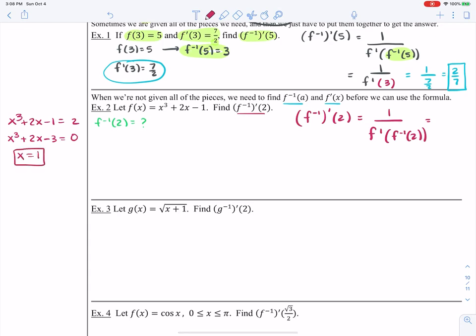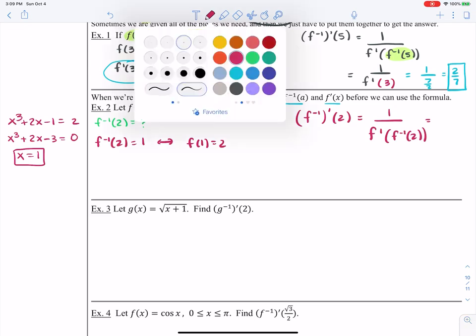So x equals 1 would give us this value. So f inverse of 2 is in fact 1. Now you might go, well, why? That's true because f of 1 is 2. You see how this works back and forth? F inverse of 2 is 1 because f of 1 is 2. So it has to swap the values like that, okay?